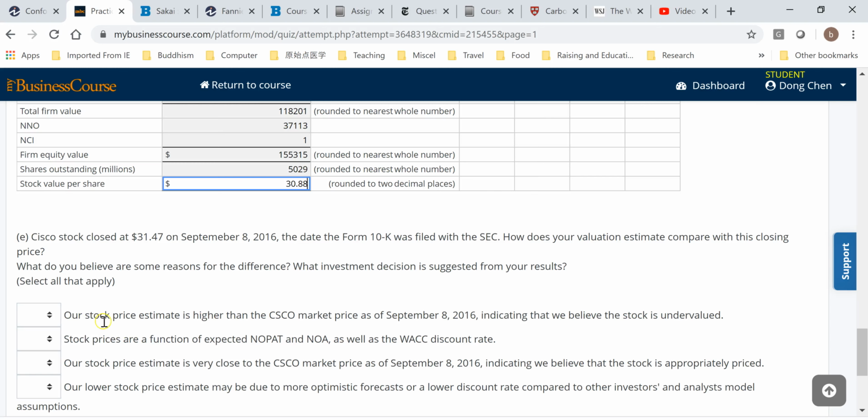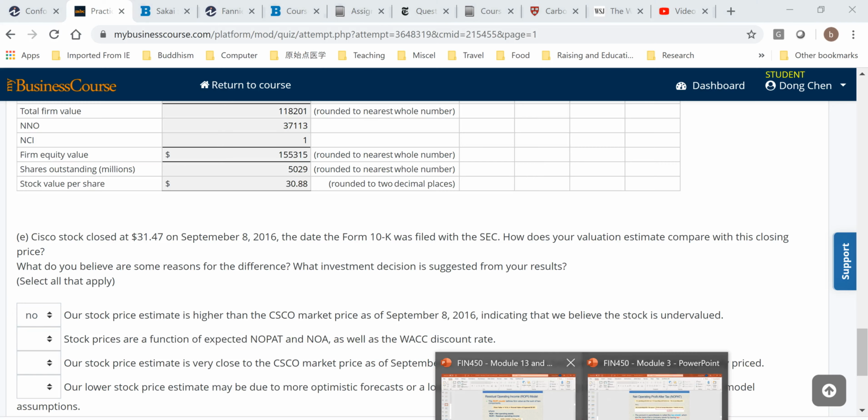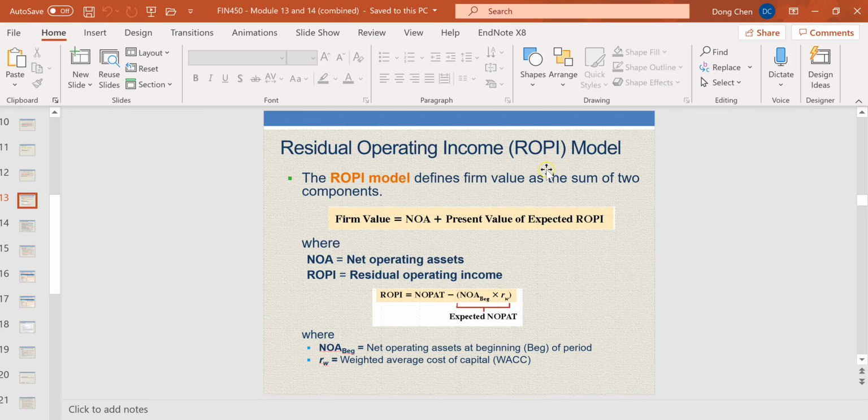So A, our stock price estimate is higher than the Cisco market price, and this is obviously not correct, right? Our estimate value is lower. Stock prices are a function of expected NOPAT and NOA, as well as the WACC discount rate. And this is actually correct because if you check the formula for the ROPI model, firm value equals NOA plus present value of expected ROPI.